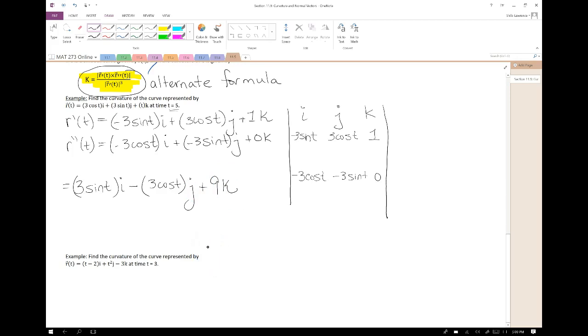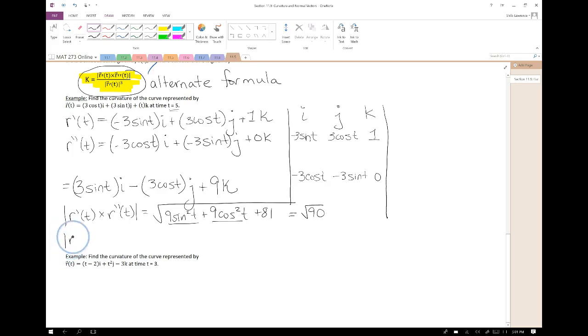So for our numerator, we need the magnitude of this: the magnitude of r prime crossed with r double prime. And notice we still have not plugged t equals 5 in yet. So we're going to square each of our components and add them together under a square root. We're going to get 9 sine squared t plus 9 cosine squared t plus 81. And again, for those first two terms, if you factor the 9 out, sine squared plus cosine squared is just equal to 1. So this comes out as the square root of 90. And that represents our numerator, the magnitude of r prime crossed with r double prime.